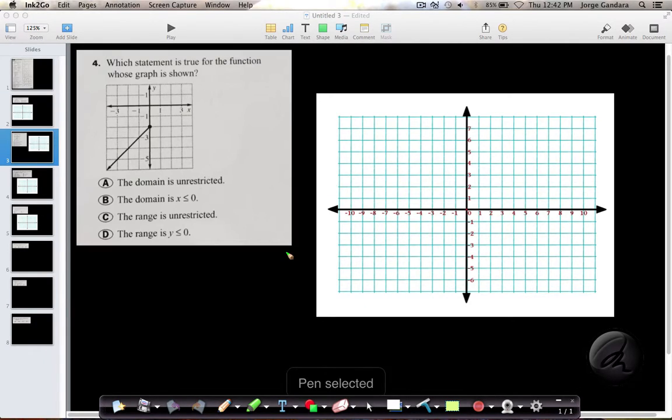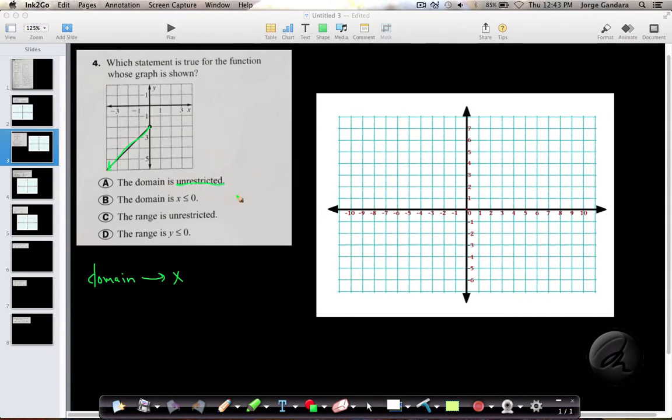Okay, so number 2 now. The question for number 2, which statement is true for the function whose graph is shown? So this is the function, okay? And I need to see which statement of these is true. All right, so the first statement, the domain is unrestricted. So remember that your domain is referring to your x variable. So as I look at my x-axis, all the variables that are x's, is this unrestricted?